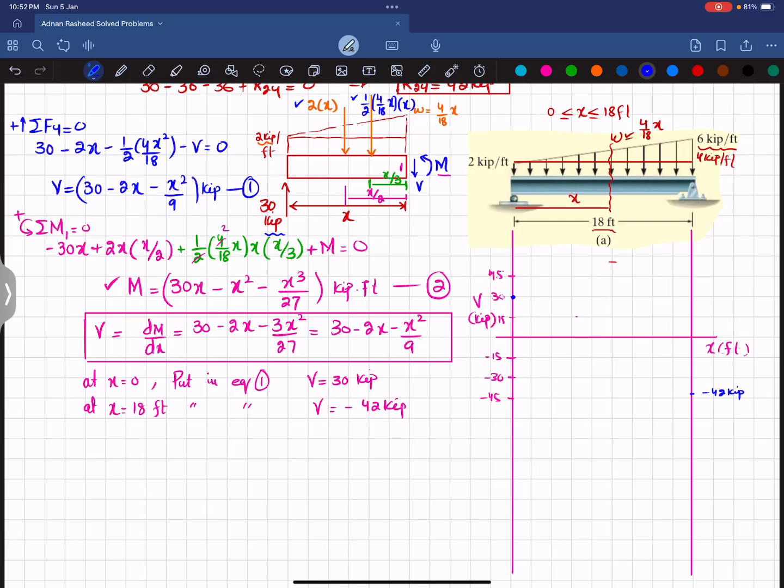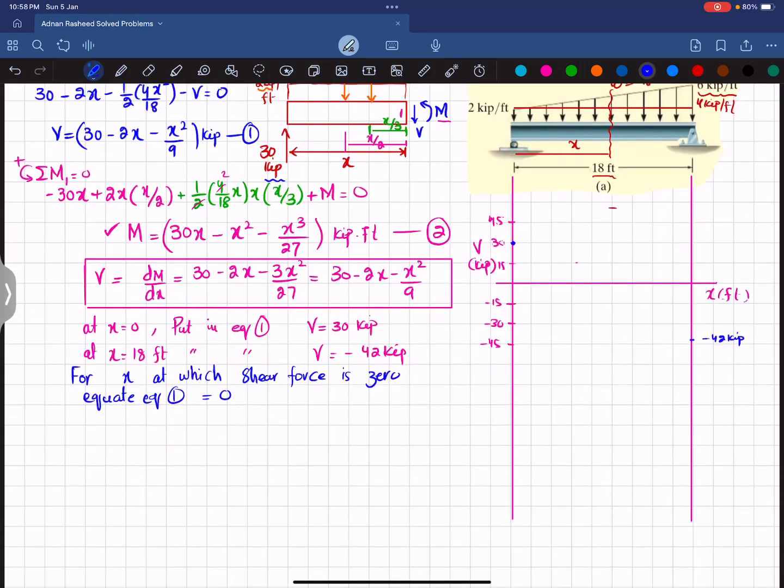So for finding the x at which shear force is 0, we will take this equation 1 equal to 0. So this is equation 1. V is equal to 0 gives 30 minus 2x minus x square by 9. Rearranging it, we will get minus x square by 9 minus 2x plus 30.